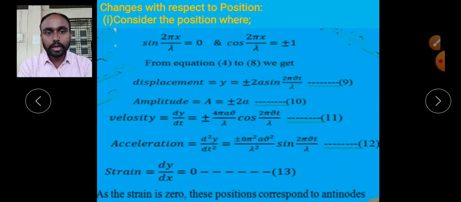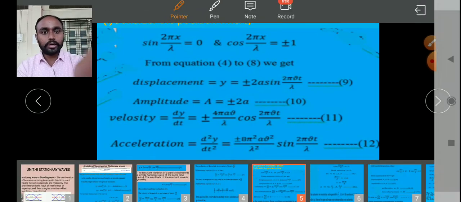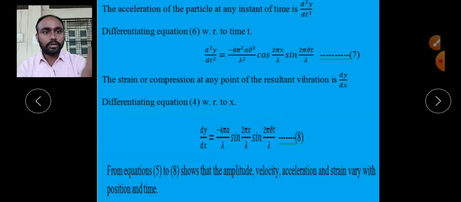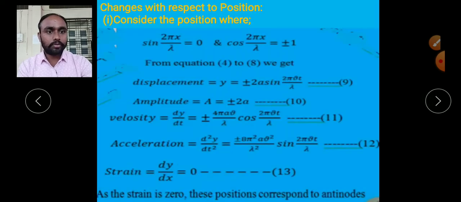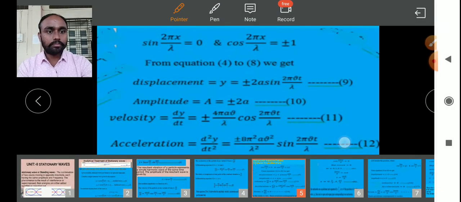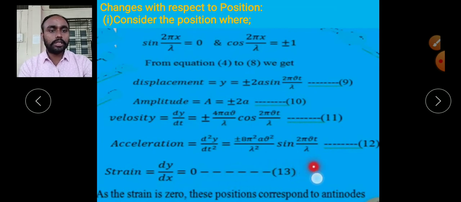And finally strain, equation number 8. In that there is sin 2 pi x by lambda, but we have considered sin 2 pi x by lambda to be 0, and therefore that equation will be 0, strain is 0.